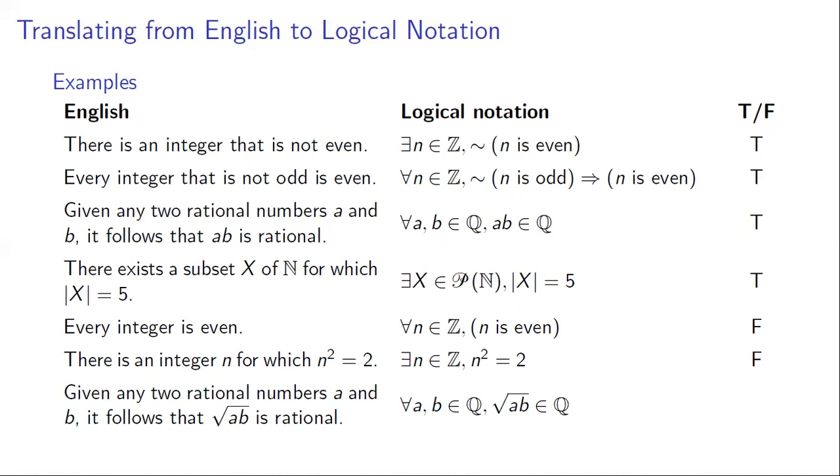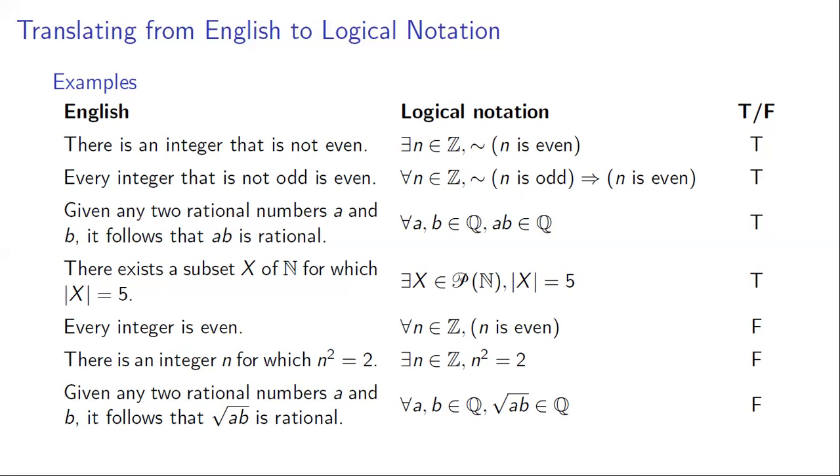Wait, this is actually false. It might not be obvious, but think about it. Let's say a is 1 and b is 2. They're both rational numbers.